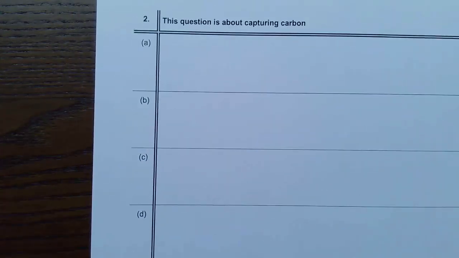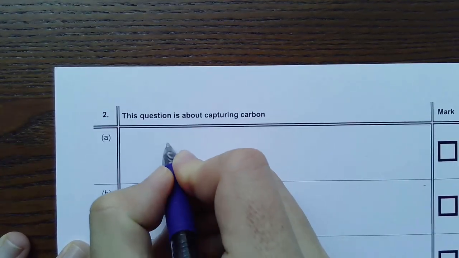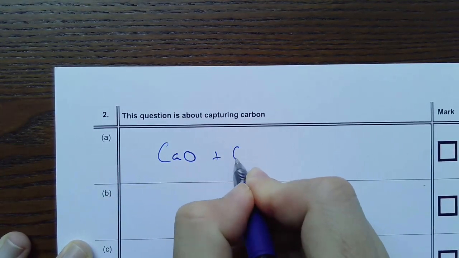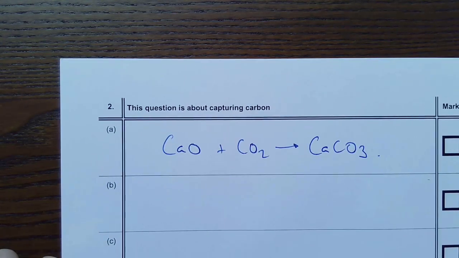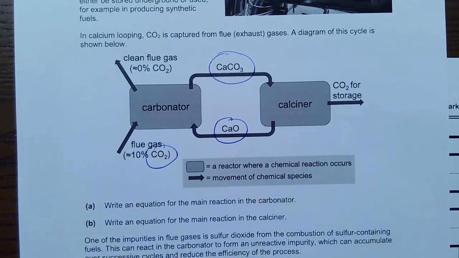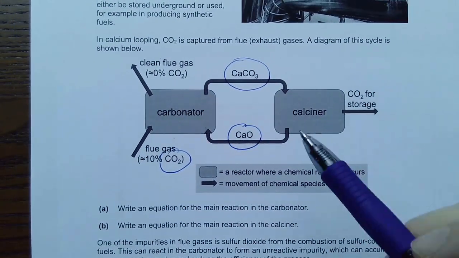Okay, so let's just first write that down. So we have CaO plus CO2 becomes CaCO3. And I feel like if you can get that first equation, you'll see just how to read this diagram. And then that makes sense, right?